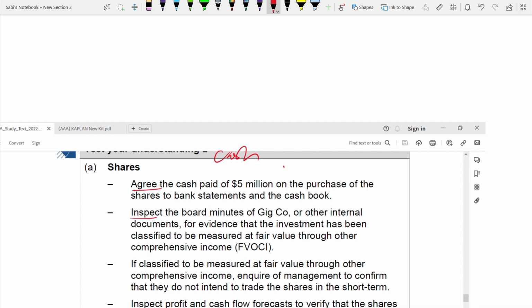In case you are thinking too much or confused with audit procedures, start with the easiest things first. Something that you have paid in cash is very easy. Check the cash and check the bank statement. You can even write the amount. So agree the cash paid of 5 million with the bank statement and cash book. Very easy. Almost everywhere it is bank statement, cash book. Regarding the purchase of the 1 million shares, you have to pay in cash, and you test whether you have paid through your bank statement and cash book. Okay, so it's done.